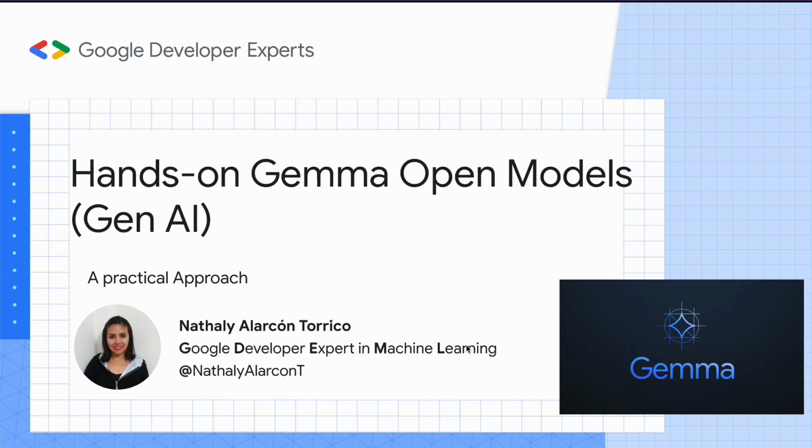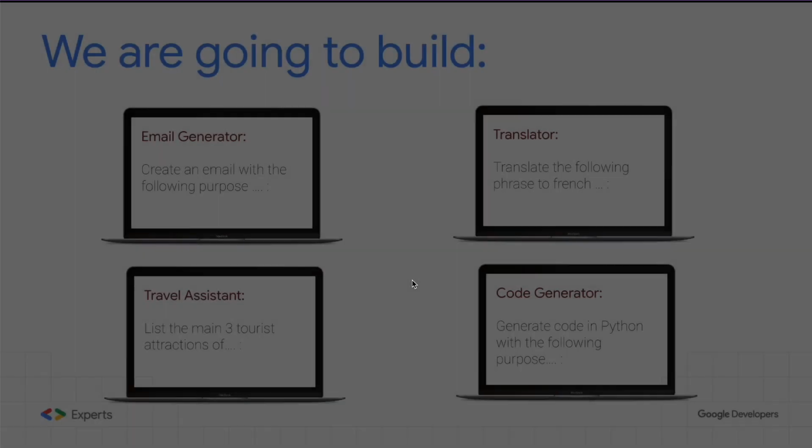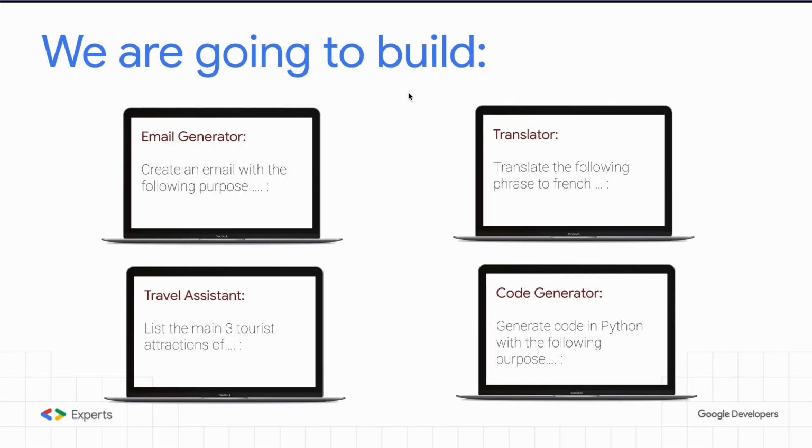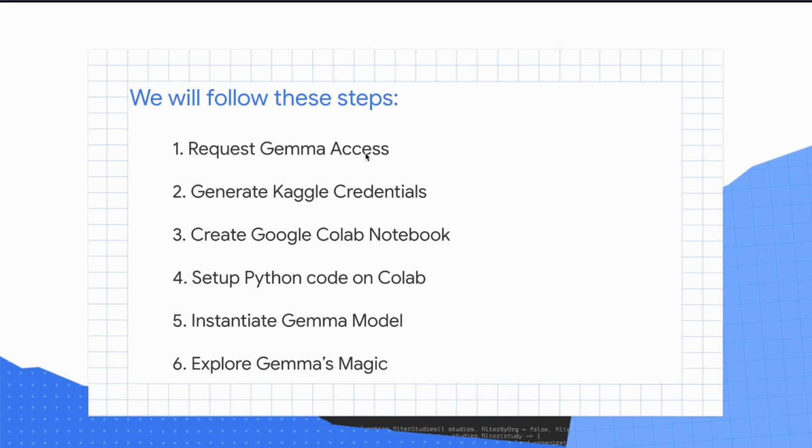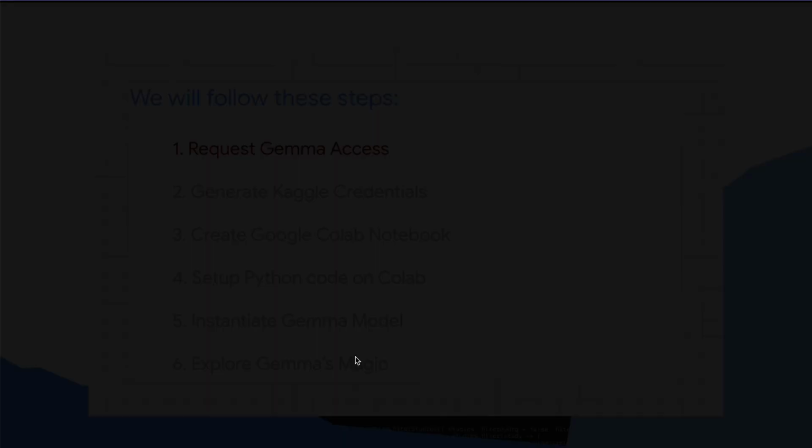Today we are going to explore the Gemma Open Models family from Google. In this tutorial, we will build prompts and code to generate the following tools: an email generator, a translator, a travel assistant, and a code assistant. We will follow these steps.